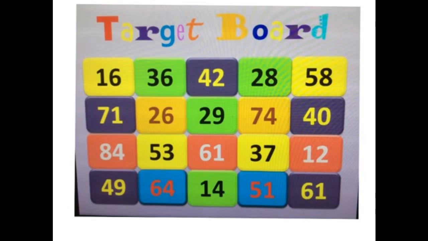The first thing you're going to need is one of these target boards. And on your whiteboard, you need to write number 1 and choose any number from your target board. So for instance, you might choose the number 16. Once you've chosen that number, write it onto your whiteboard. Now you need one of our foam dice and you need to give it a really good roll.